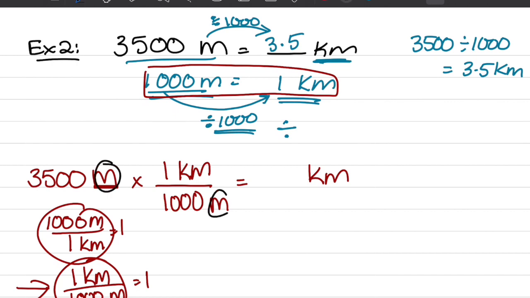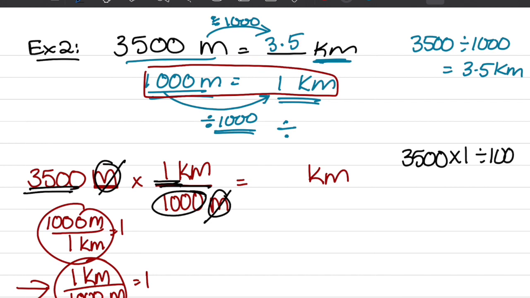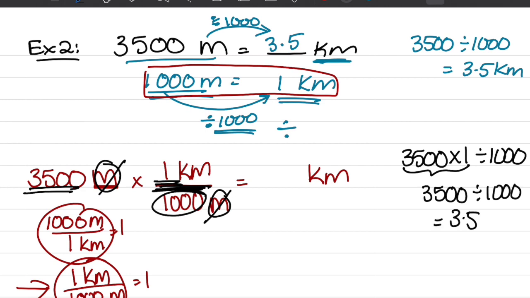So this meter and this meter, they cancel. Then I have 3,500 times 1 divided by 1,000. So I'm going to write that in the margin: 3,500 times 1 divided by 1,000. And remember, a fraction means division. So do that in your calculator. 3,500 times 1 is 3,500. Divide by 1,000, that is 3.5. So here I have 3.5 kilometers.